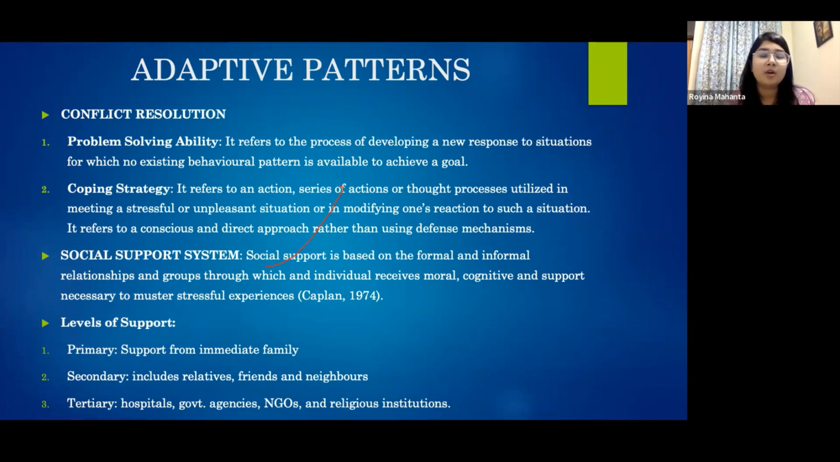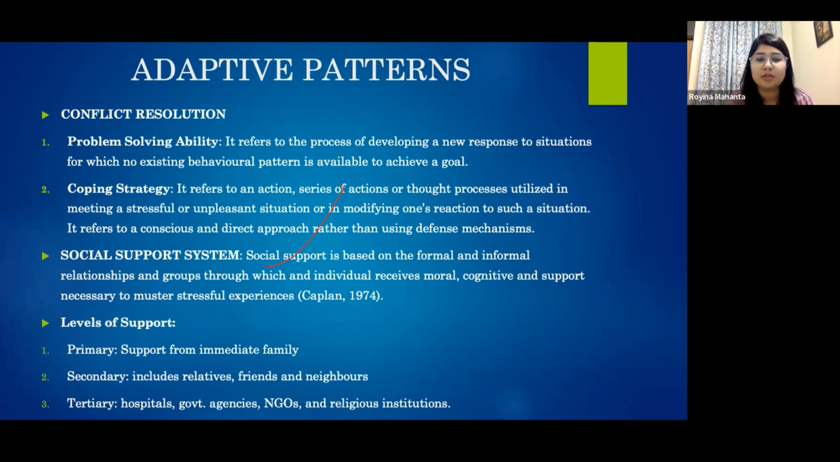Then we talk about the social support system. So when we talk about social support, we look at three levels. The first is the primary support, which is the immediate family, how supportive the immediate family is. So all the family members have their sense of togetherness, unity, how supportive they are of each other is what will help us determine the primary support.